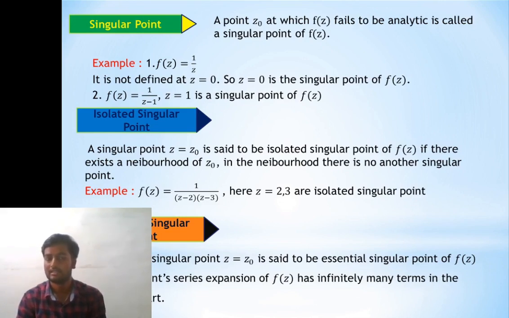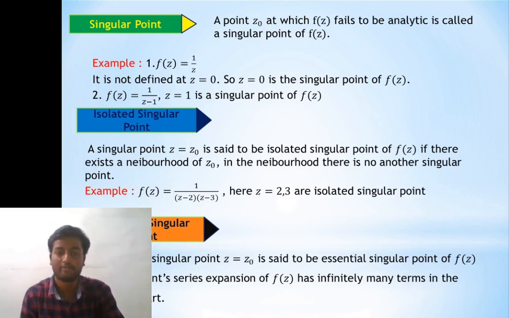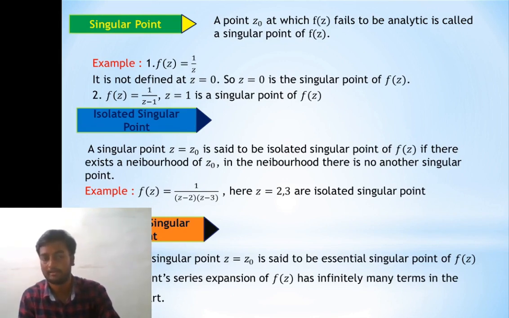Now, an isolated singular point z equal to z naught is said to be an essential singular point if the Laurent series expansion of f of z has infinitely many terms in the principal part. That means it has an infinite number of negative powers of z, then that singular point is an essential singular point.